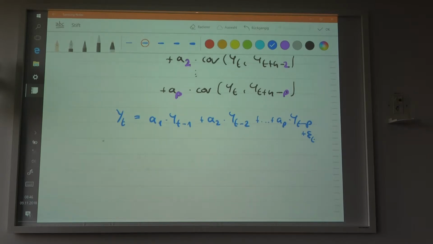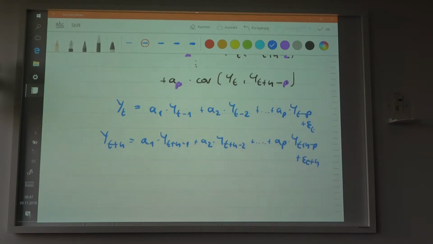Based on that, you can also obtain yt plus h. You would just add plus h in the index. So this is going to be a1 times yt plus h minus 1 plus a2 times yt plus h minus 2, etc., plus ap times yt plus h minus p, and then plus the noise.